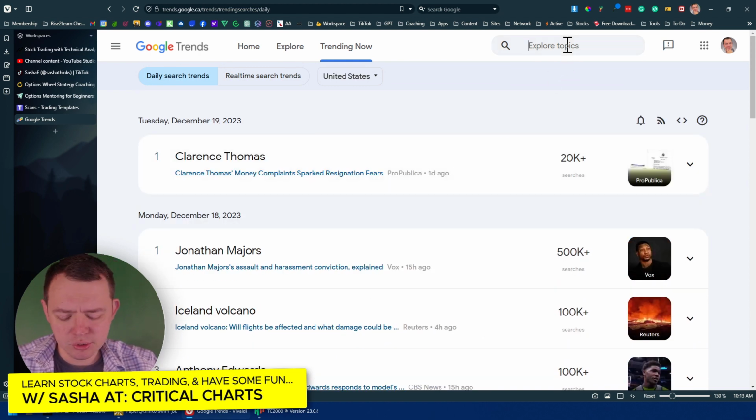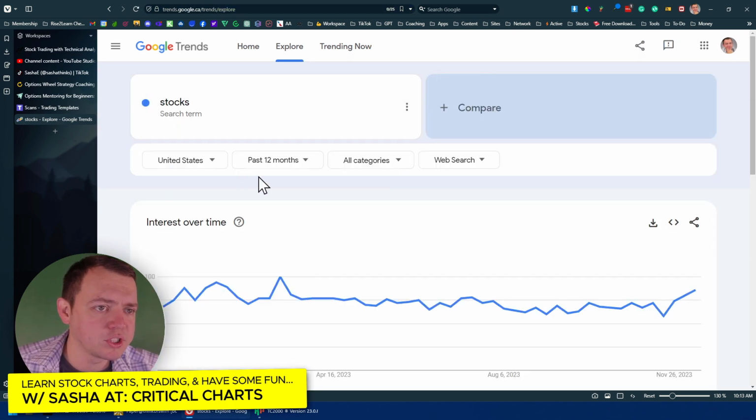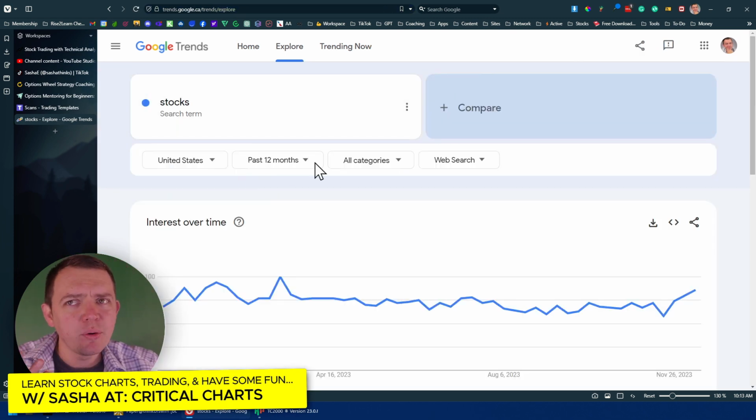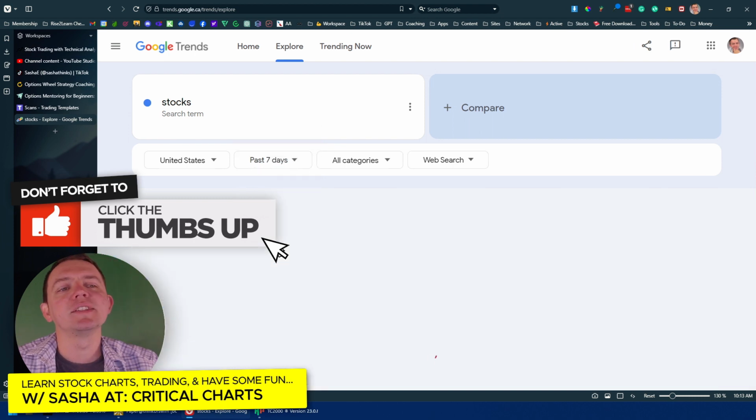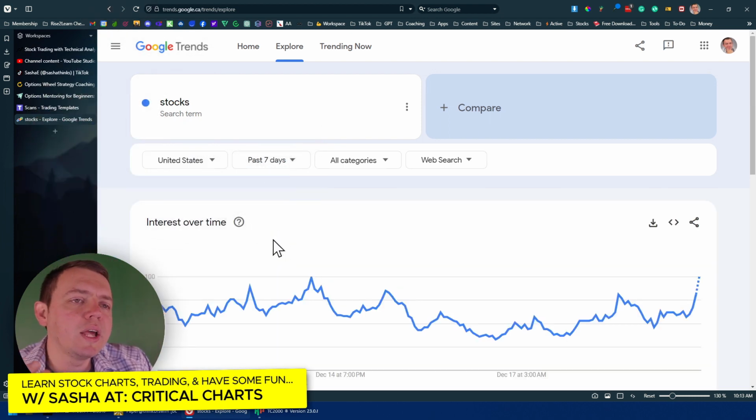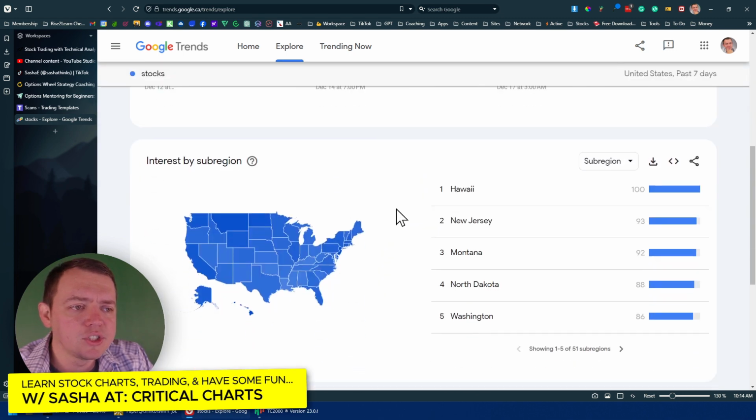But what we can do is also just search for, let's say, stocks. And if we search for stocks, you can see the past 12 months. Now, we probably don't want to do the past 12 months. We actually want to go in and look at maybe the past 4 hours, past day, past 7 days. So depending on the trade that you're looking to do, like let's say you're trying to do a trade where the stock's moving or behaving or what are people talking about over the last 7 days, you could do something like this and then look at stock, just searching for stock.